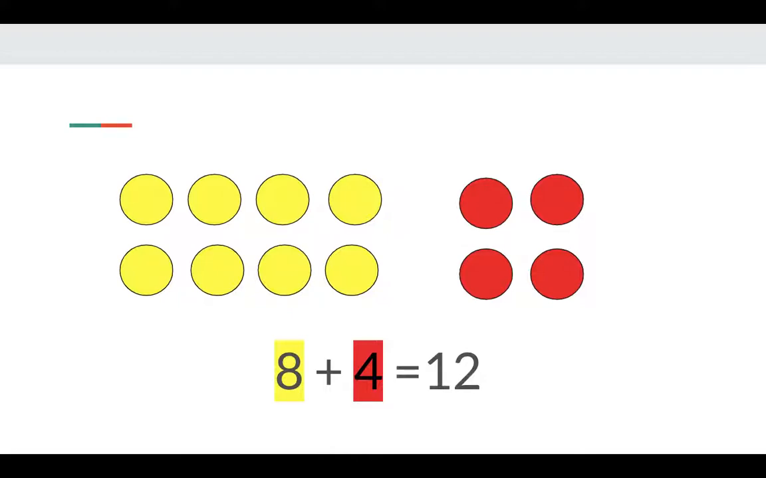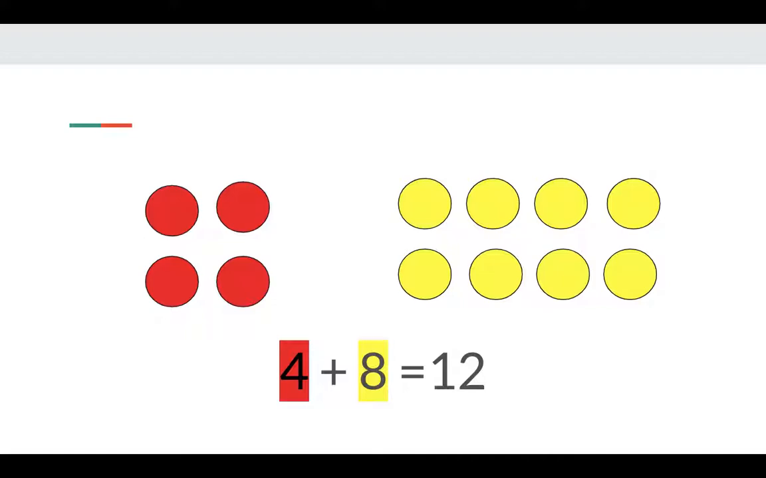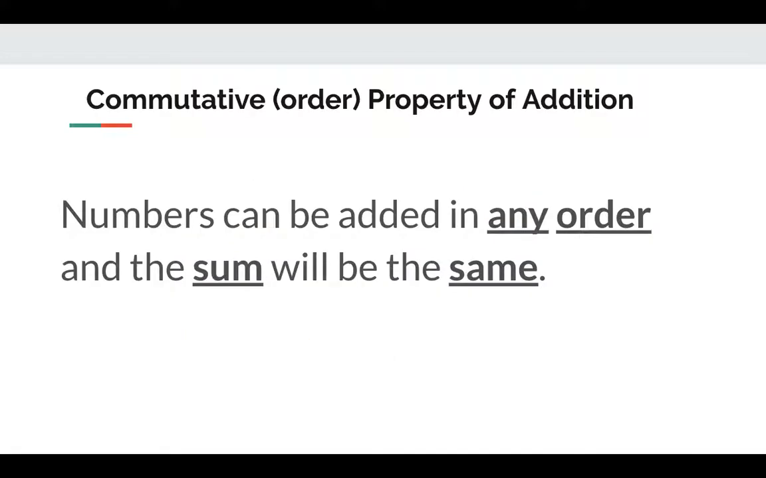Let's say instead I wanted to flip those around and do the red first and then the yellow and add 4 plus 8. Is that going to be the same thing? Yes, I should still get 12. So no matter what order I add the numbers in, as long as the numbers don't change, my sum will be the same. This is called the commutative property, or the order property of addition. And that means that numbers can be added in any order and the sum will always be the same.